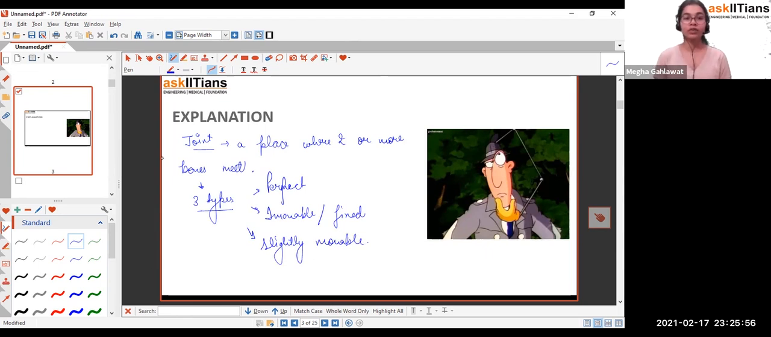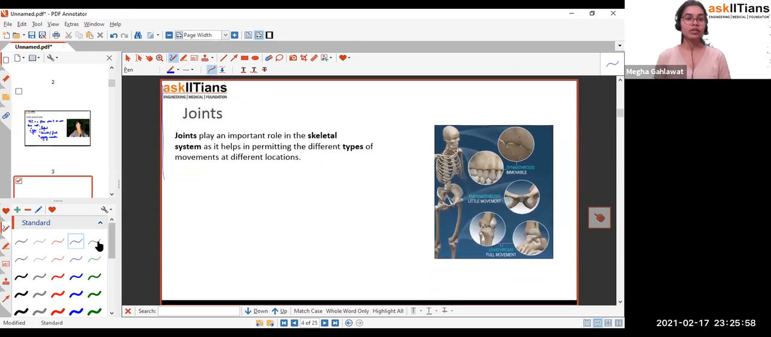Joints are very important. Remember when I told you in the previous session that if there were no joints in the body and all the bones were just attached to each other, we would be moving like Legos, which would be of no use. That is why joints are there, and they help in making different kinds of movements in the body.